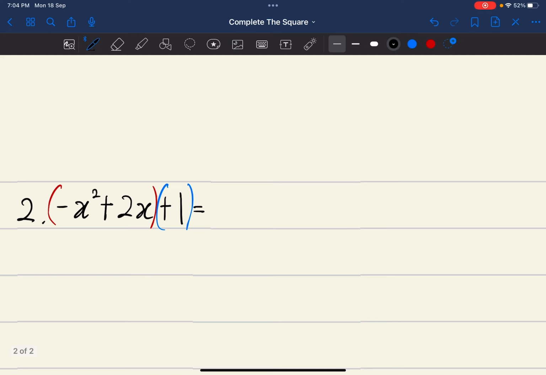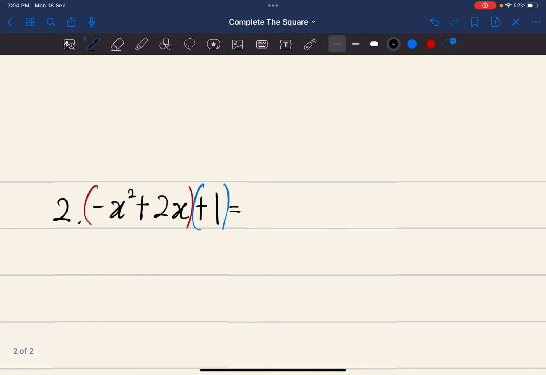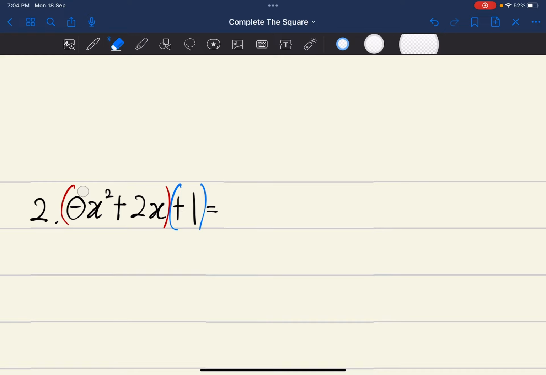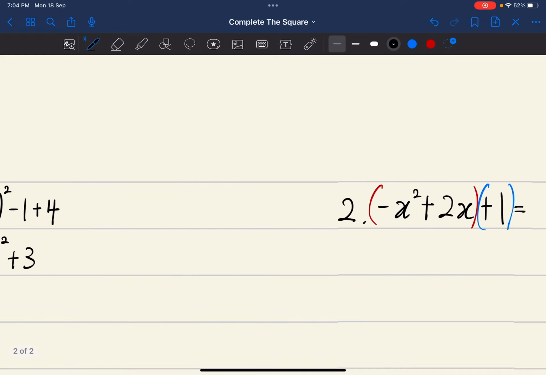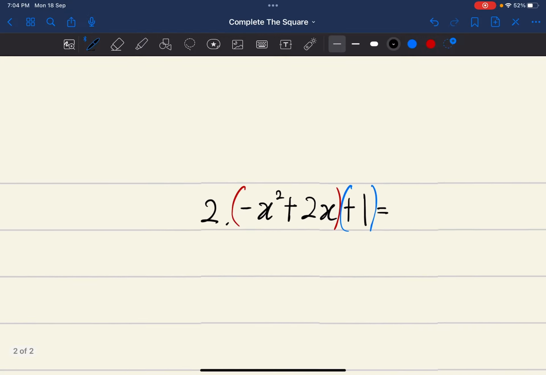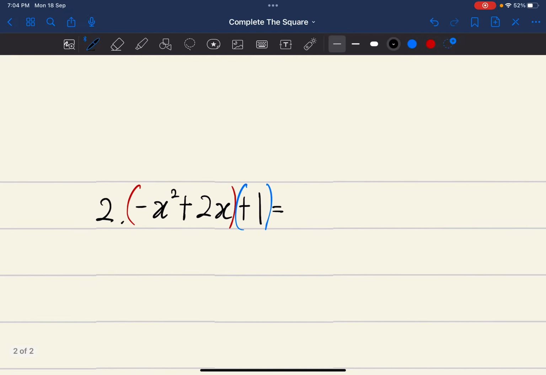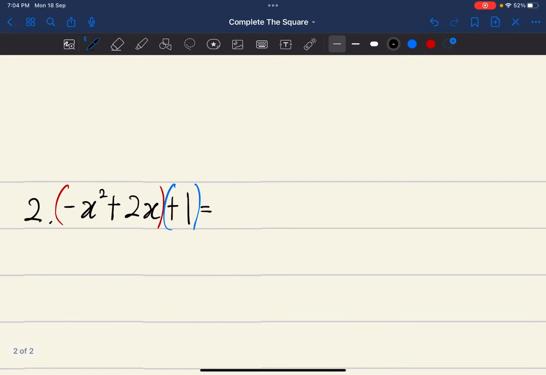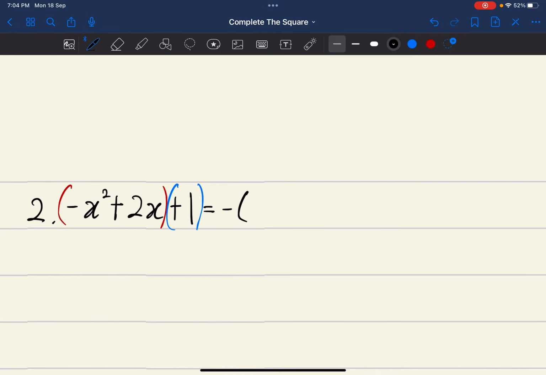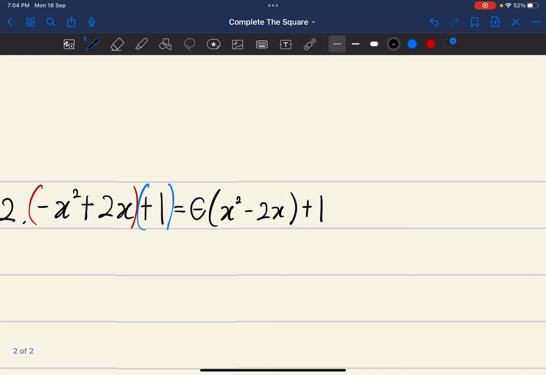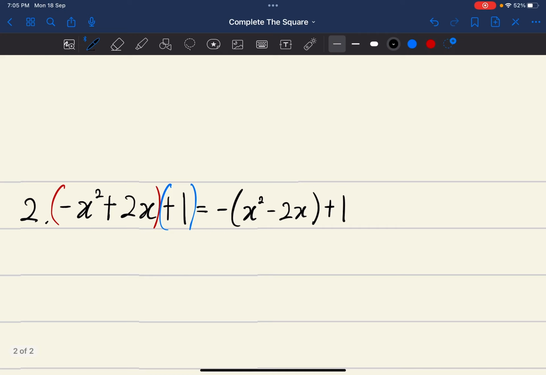All right, so question 2. How do you deal with question 2? We have a negative in front now, and this is a problem because in question 1 there wasn't a negative in front, and this technique will be slightly different. It's almost the same, it's just that now we have to deal with the negative first. So first things first, we rewrite this equation as negative (x squared minus 2x) plus 1. And it's the same thing because if you multiply the negative inside here and here, it's going to be negative x squared plus 2x, right? So it's pretty much the same equation, just that we took the negative outside.